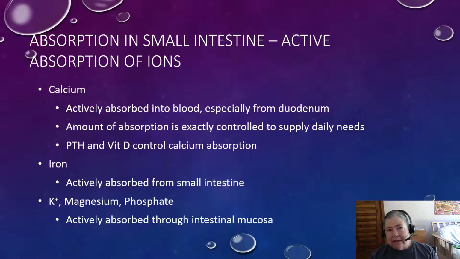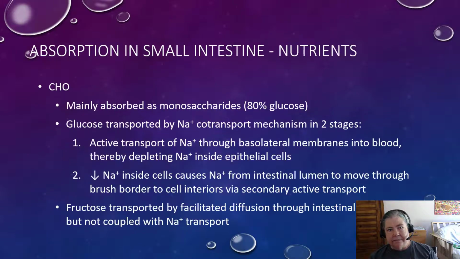Iron is actively absorbed in the small intestine, and then potassium and magnesium and phosphate are all absorbed through the intestinal mucosa, not tightly controlled as calcium is. So I said at the beginning of absorption that we need to absorb all those nutrients.